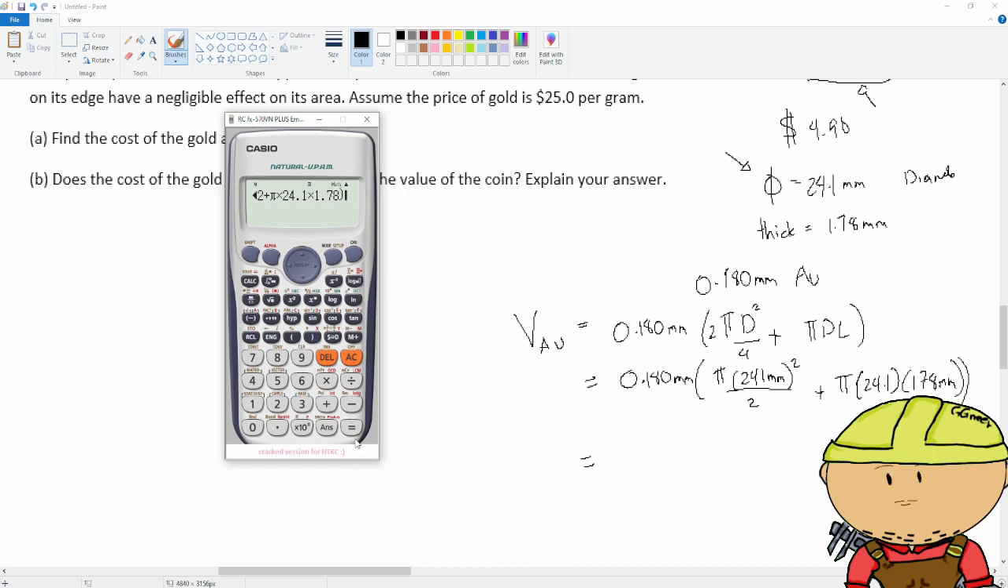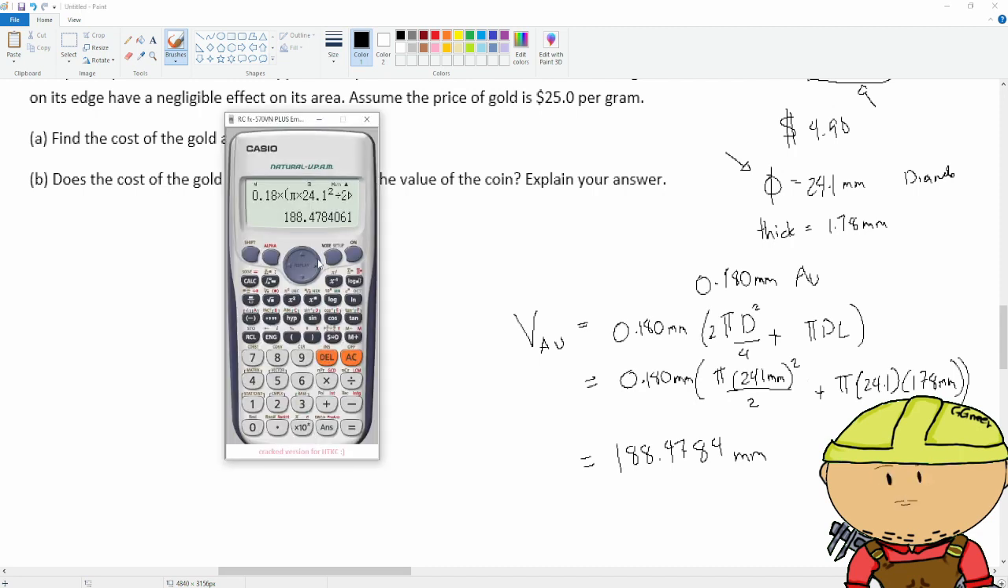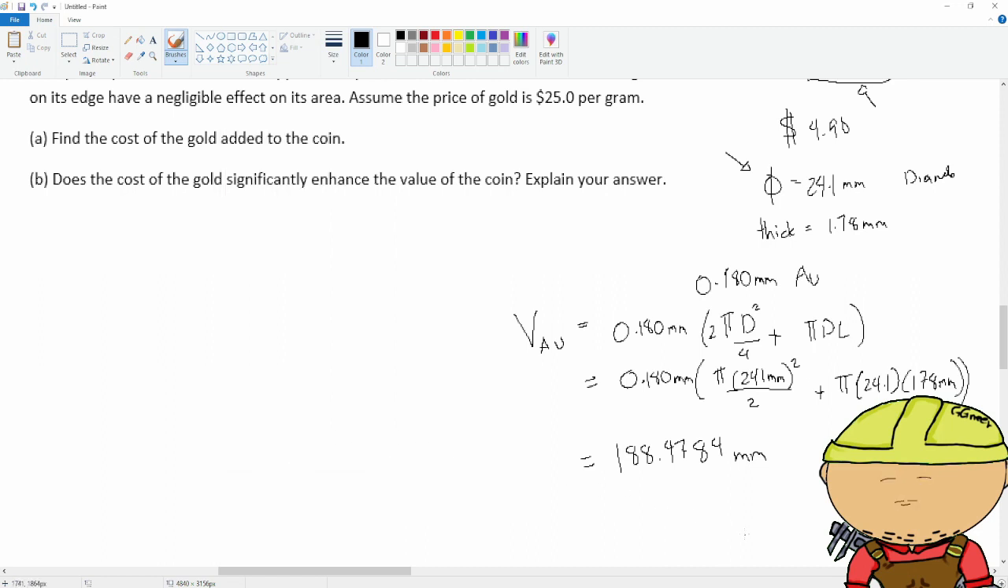The result is 188.4784 cubic millimeter. Double check your answer. Okay, I think that's correct. 188.4784. That's the volume.